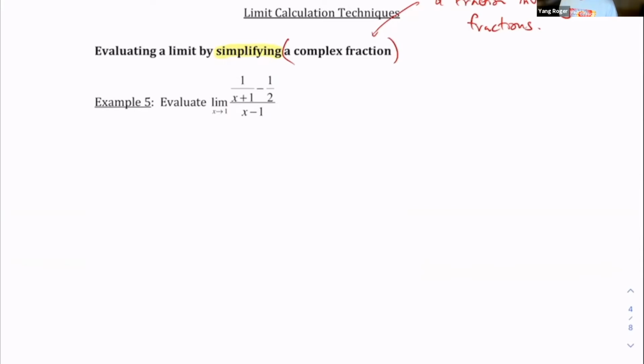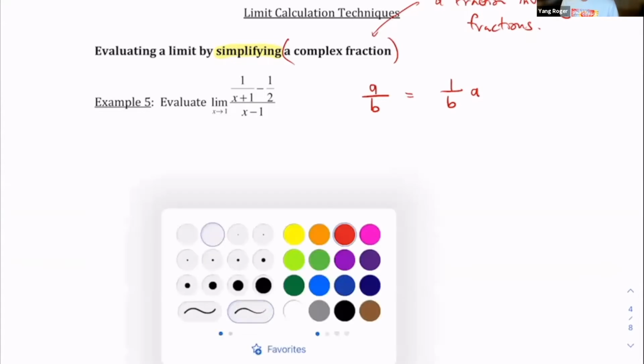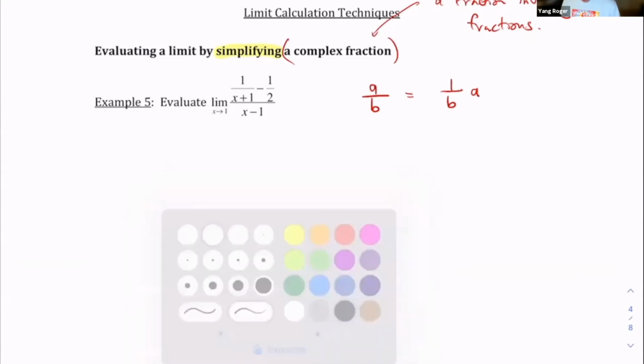I guess, again, this is a little bit of algebra review, but if you have some expression A divided by B, this is going to be the same thing as saying 1 over B times A. These two things mean the same thing. So I'm going to use that to simplify my example 5.